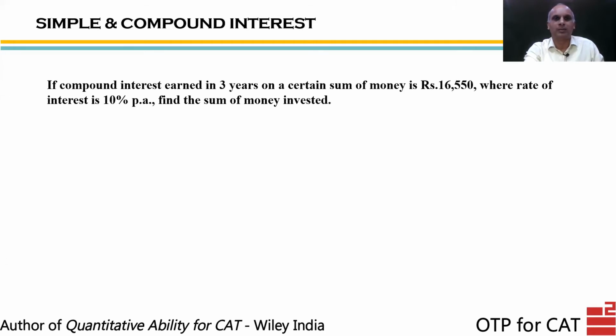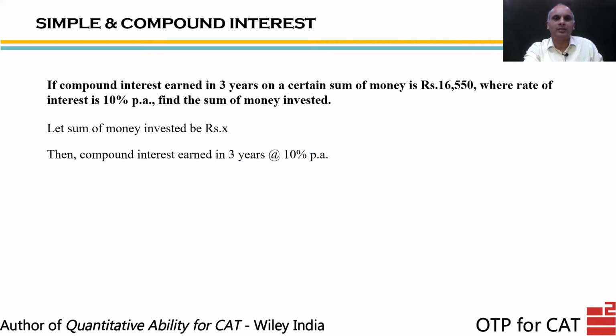Let's take one more example. This is slightly more twisted than the previous problem. Now, in this, we want to find out the principal invested. We are given the value of compound interest. Time period is again 3 years, and rate of interest is 10%. So we will apply the formula of compound interest to get to the answer. Let us say the money invested is X rupees.